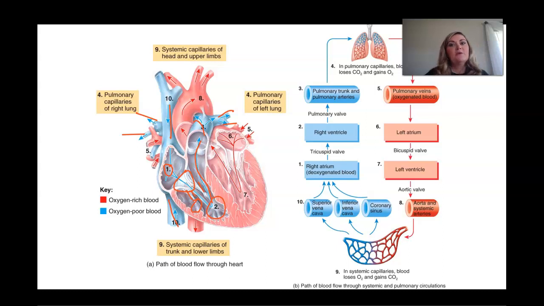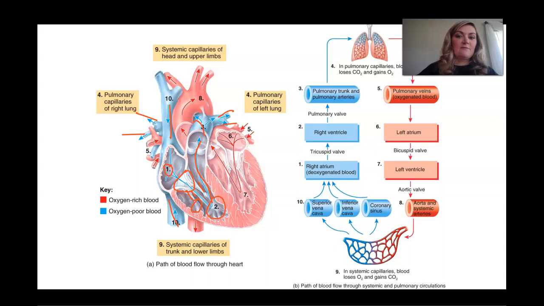Remember, in anatomy, your rights and lefts are always flipped because you're assuming that this person is looking at you or they're laying on the table, and so it's going to be opposite of what yours are. And so it made its way to the lungs. It's going to pick up oxygen, get rid of its carbon dioxide, and it's going to come back to the heart through pulmonary veins.